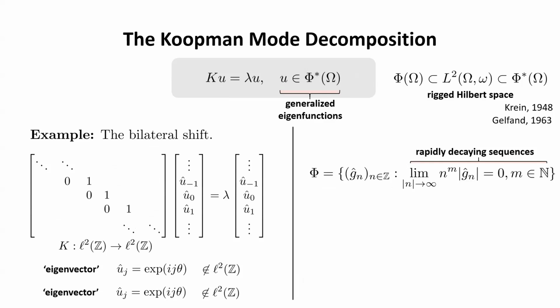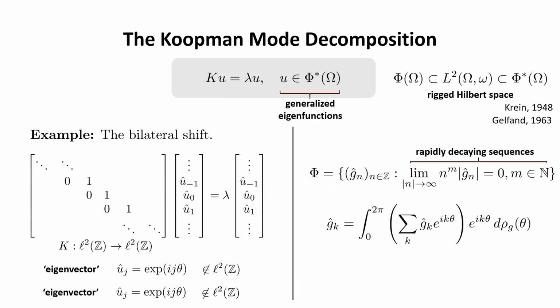Just to give a concrete example, here the test space would be the space of rapidly decaying sequences. These decay faster than any polynomial in n. If you look at that decomposition of the vector entry-wise, if you think of the observable's entries as Fourier coefficients, then its dot product, the action of the eigenfunction on that Fourier coefficient series, is actually just a Fourier series, and its coefficients decay very fast, so it's a nice smooth function.